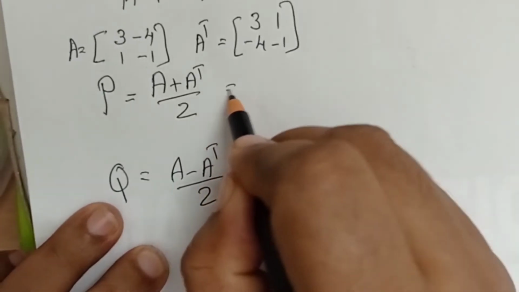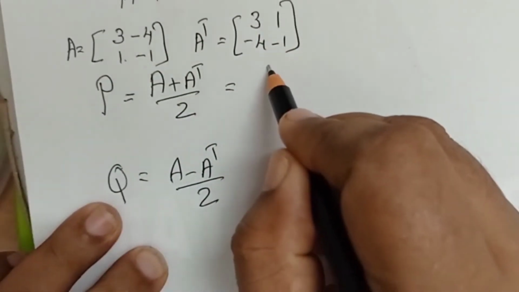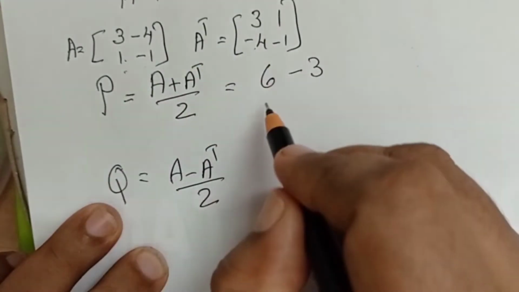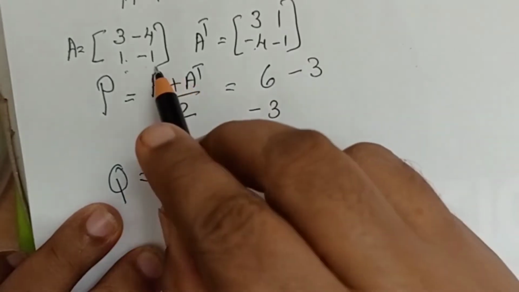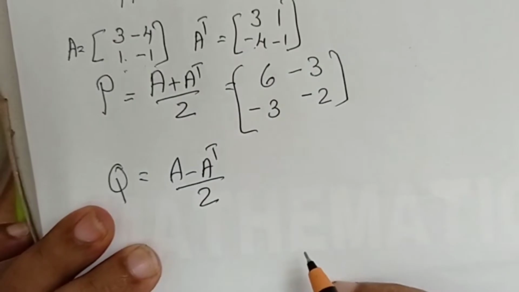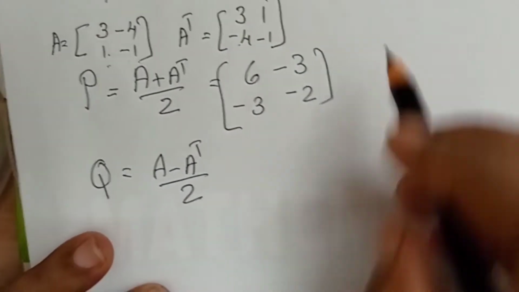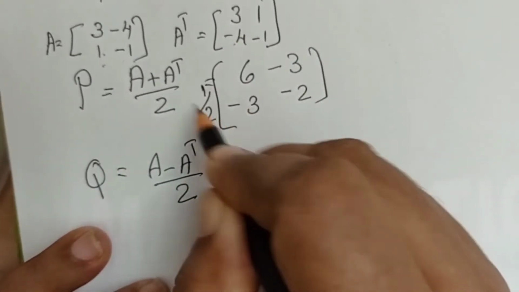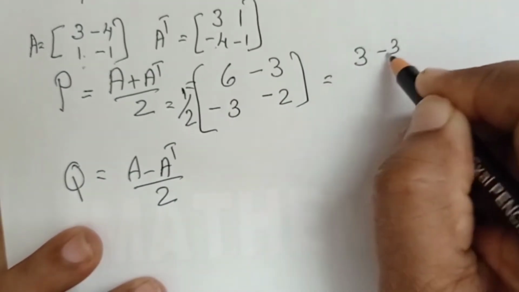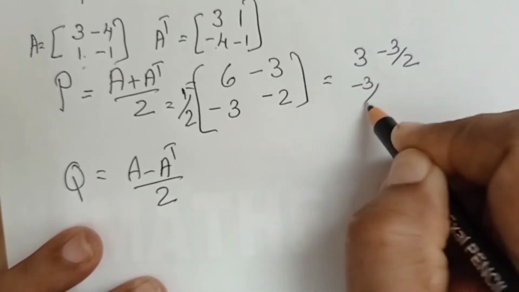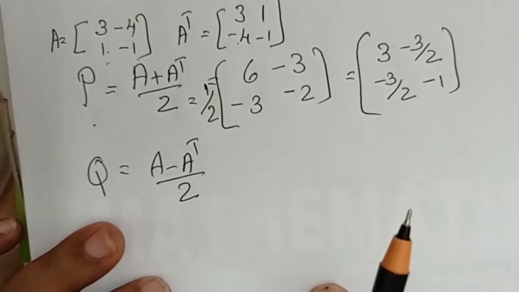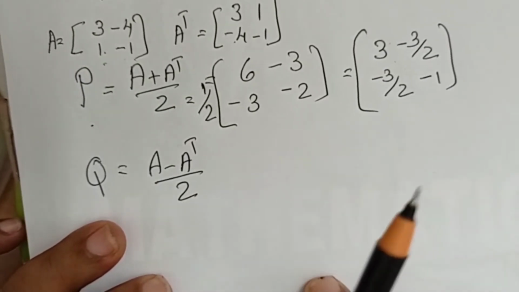Find the answer. What is A plus A transpose? 3 plus 3 is 6, then -4 plus 1 is -3, 1 plus -4 is -3, -1 plus -1 is -2. Got it? When you divide that by 2, with 1 by 2 outside, we get [3, -3/2; -3/2, -1]. That is our P. We form another matrix Q in this way.